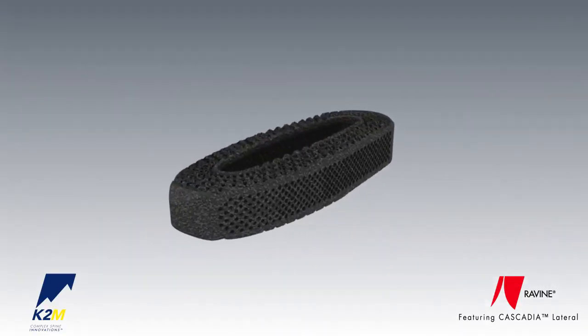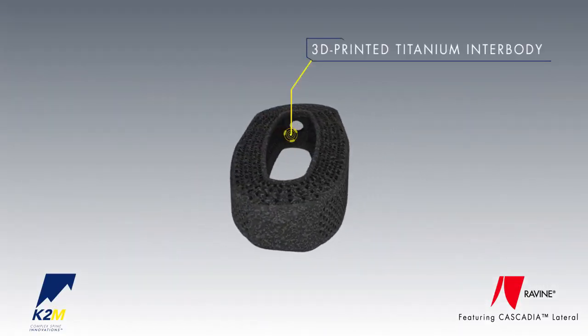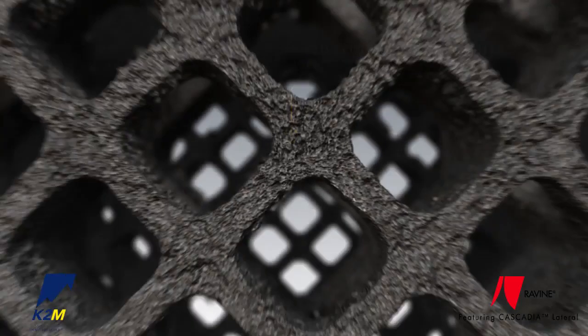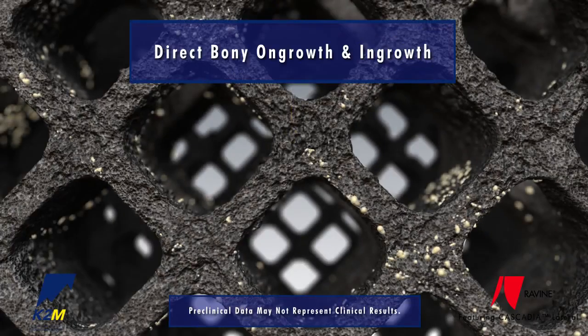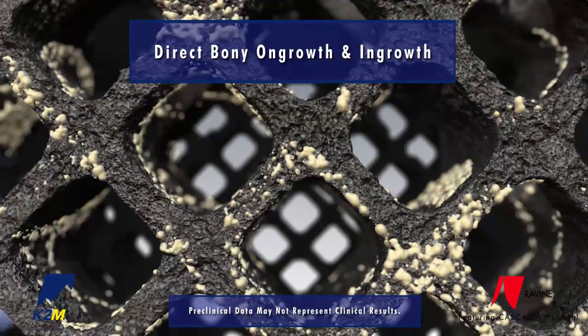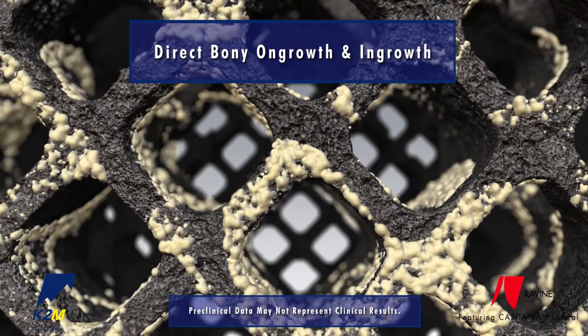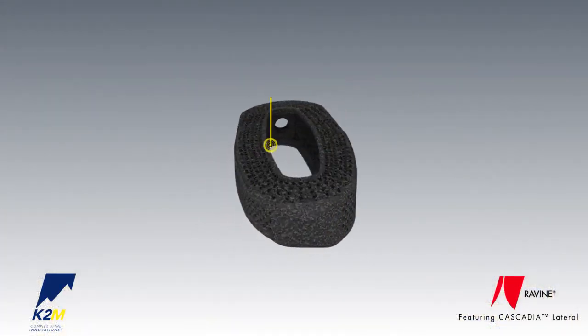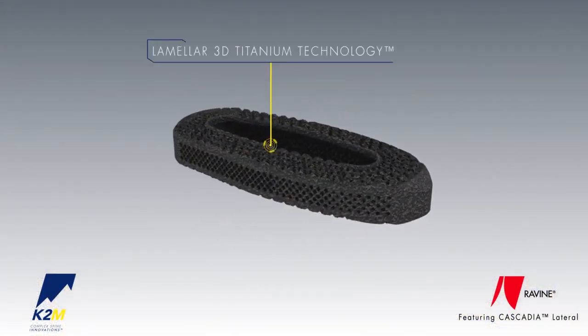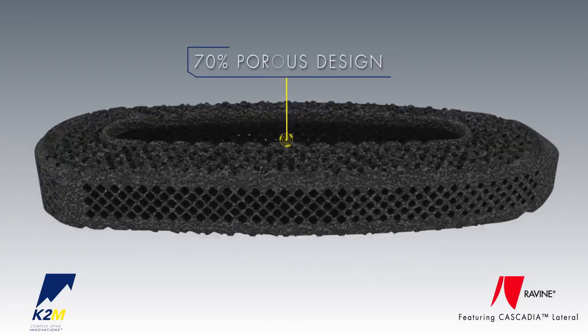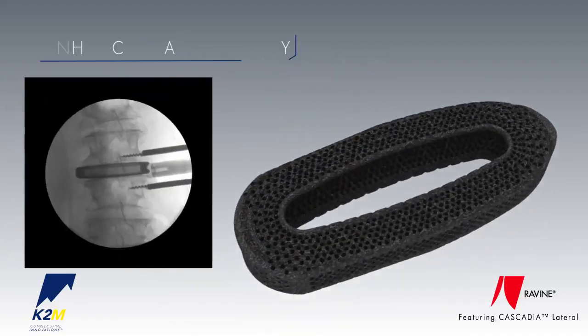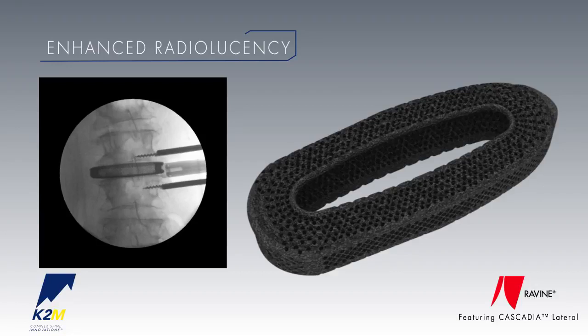K2M is the first leading spine company to offer a 3D printed titanium interbody designed to allow the potential for direct bony on-growth and ingrowth. Cascadia Lateral is a titanium implant featuring lamellar 3D titanium technology. The 70% porous design allows for an enhanced radiolucency compared to solid titanium designs.